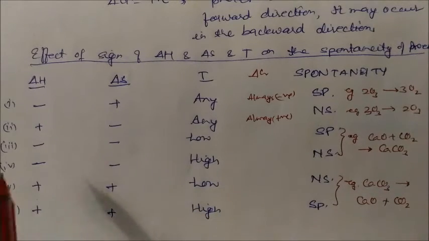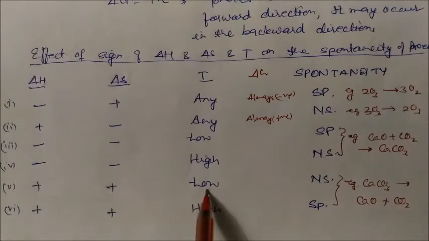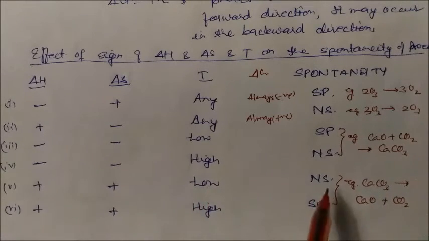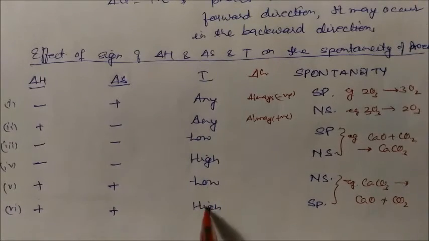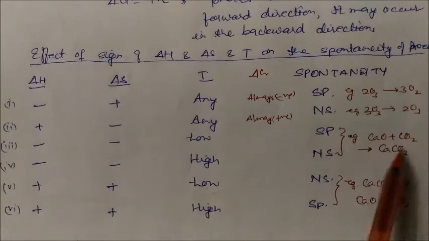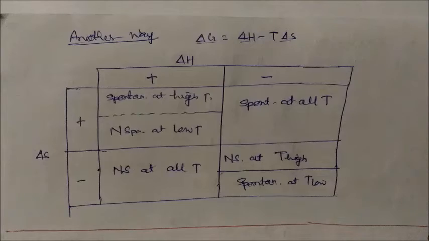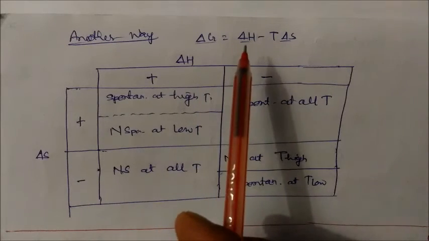If both are positive, delta H and delta S, when temperature is low, then this is again non-spontaneous. Again you can convert non-spontaneous into spontaneous if you keep the temperature high. Both are positive. So this is the example for this one, and this is the example for that one. There is another way to represent delta G is equal to delta H minus T delta S.